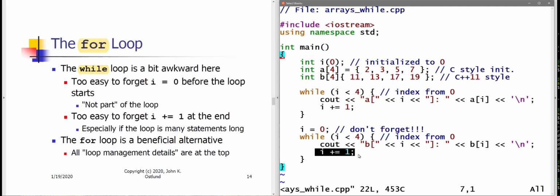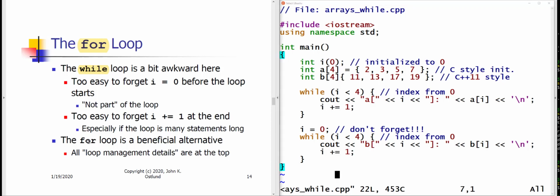But I promise you, no matter how long I've been writing C++ code, I regularly forget either to initialize the variable I want to use in my control expression, or to add 1 to i at the bottom of the while loop. This is a very common bug even for experienced programmers.